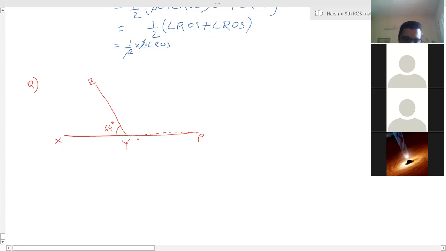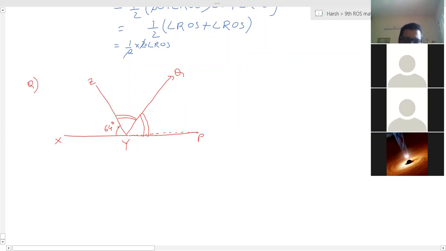If ray YQ bisects angle ZYP, this YQ bisects angle ZYP. Bisects means divides the angle into half, this angle equal to this angle. Yes, sir. Find XYP and reflex angle QYP.